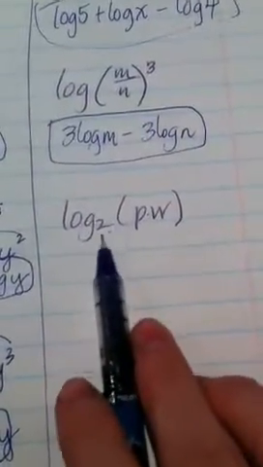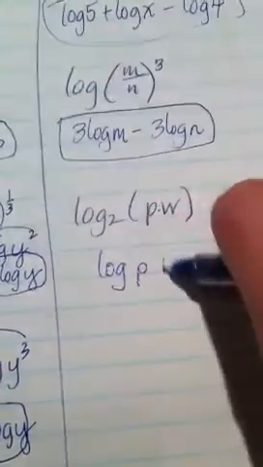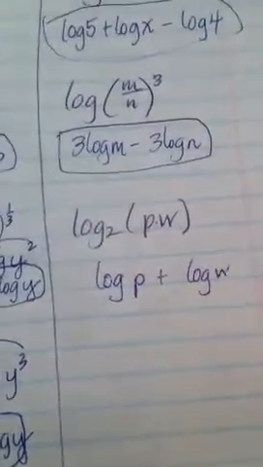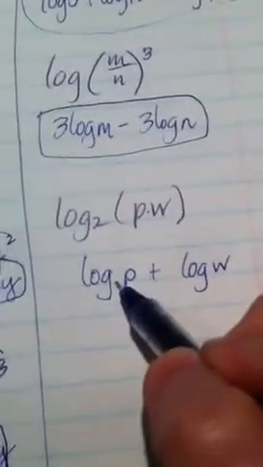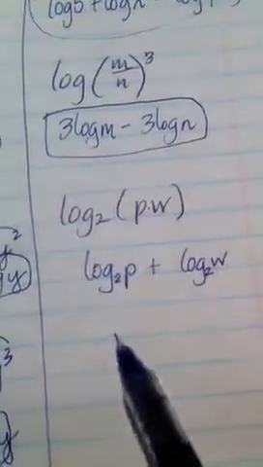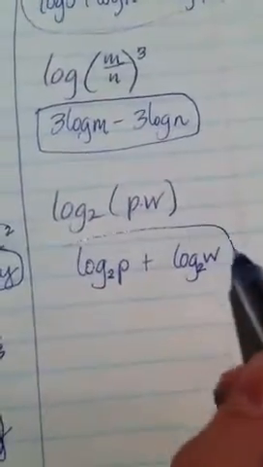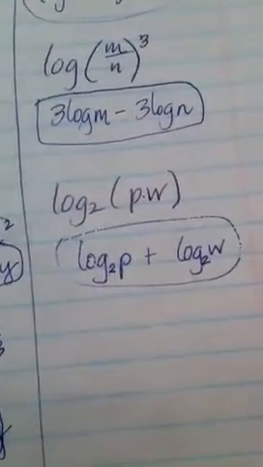The last one, this is a product. The only thing I want to point out is when you have a little number here, a base. You still will say the log of p plus the log of w, except that now since there's a base, you just need to write in the little 2 there. So it's log base 2 of p plus the log base 2 of w. And that goes for anything. If you have a little base there, you just got to write it in.